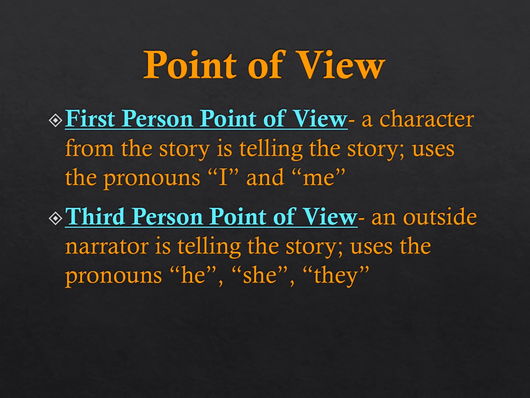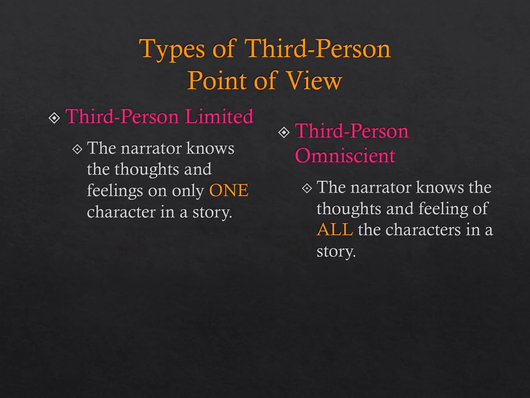Let's go to the next element. This is the point of view. We have the first person point of view. Here, the character from the story is telling the story, which uses the pronouns I and me. The third person point of view is an outside narrator who is telling the story, who uses the pronouns he, she, and they.